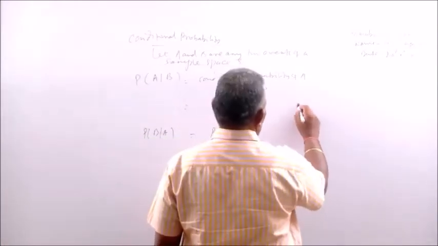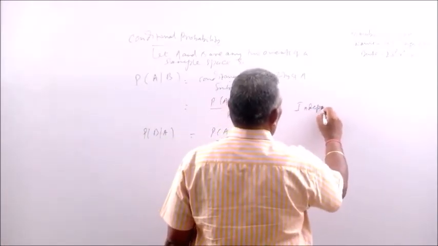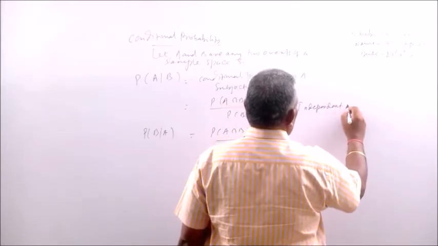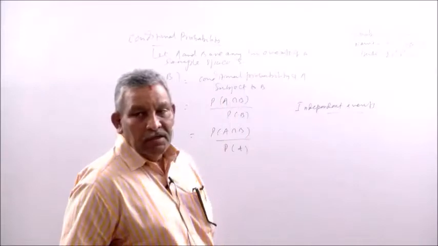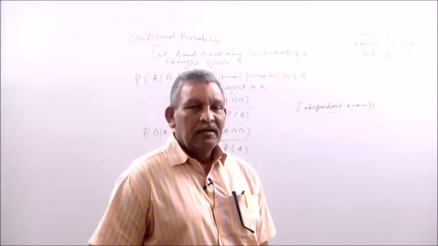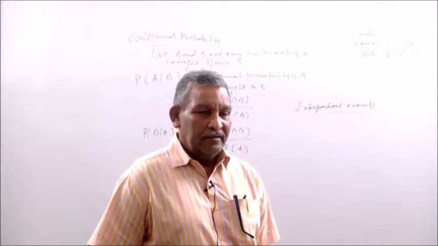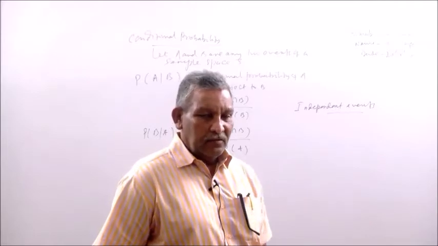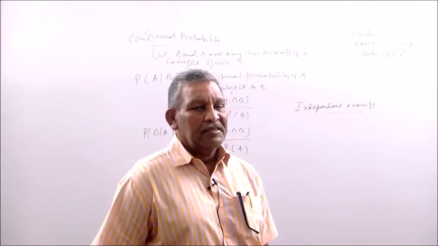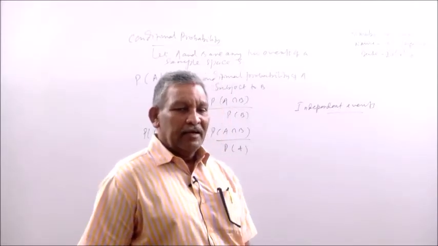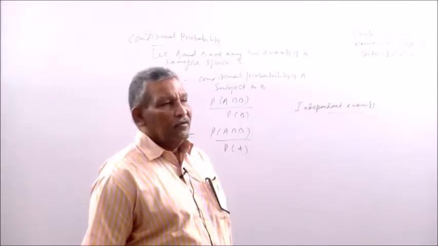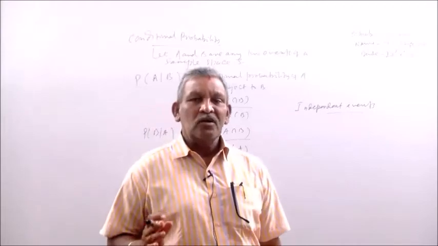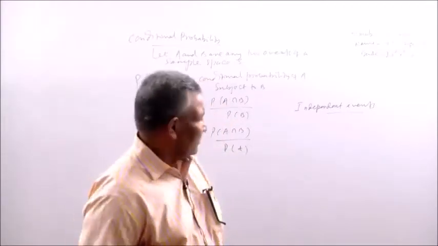Then about independent events. Suppose you are tossing a coin and throwing a die, getting a head with the coin and getting 6 with the die, they are completely independent. So two events are said to be independent if the occurrence of one does not affect the occurrence of the other.